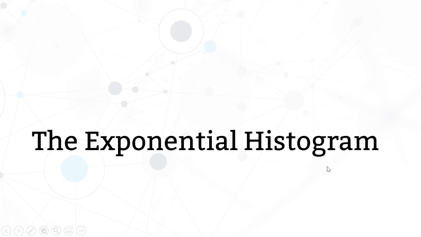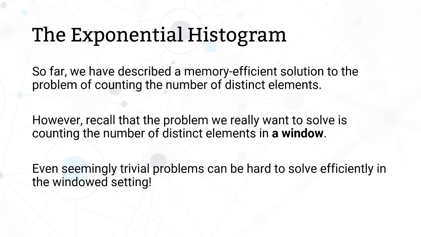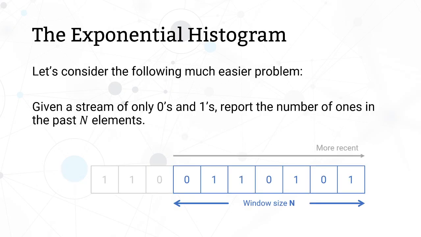So the exponential histogram, this one is a data structure which can solve problems on streams, right? So earlier we discussed the LogLog and HyperLogLog algorithms that solve the problem on streams without windows. So here we can solve the problem of streams with windows, and it turns out that even some seemingly trivial problems can be pretty hard to solve efficiently when we think about it in the windowed setting. So we'll show that by actually considering this really simple problem, right?